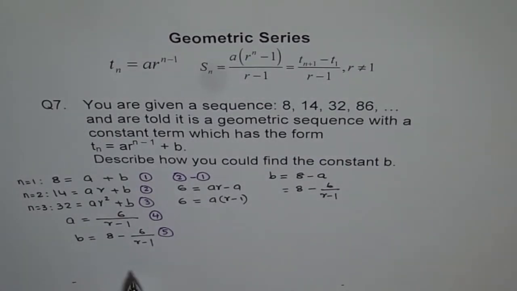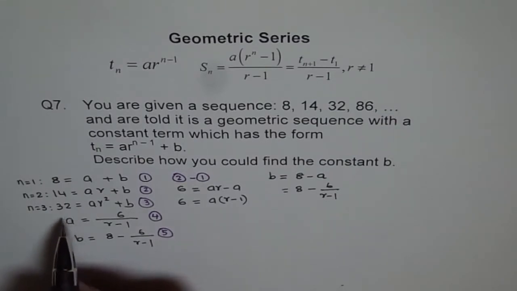Correct. Now I know A and B in terms of R, correct? Now in the third equation, if I place A and B in terms of R, then I have an equation only in R, correct? And then I can solve for R. Once I know R, I can find B and A. Does that sound good? Perfect.